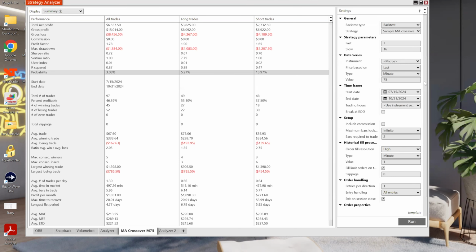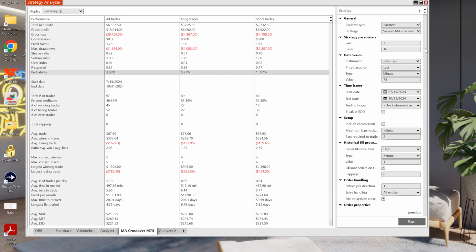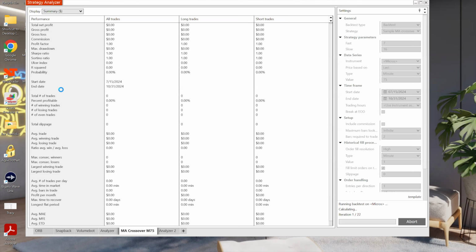So not just this, but everything micro related. So MES, MNQ, all the micros. And I can run this quickly. And what you'll notice is it's actually running an iteration of 22 backtests, 22, not just one. So it's going to basically take all my settings and cycle through every single backtest.